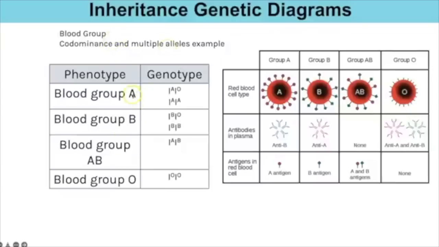So blood group A, you could either have two copies of the dominant A, or one copy of the dominant A and one recessive O allele. Same idea for blood group B, but with the B alleles. To be blood group AB, this is our codominance where we have one copy of both of those dominant alleles, so both are expressed. Blood group O is recessive, so it's only possible if you have two copies of IO, which is our recessive allele.